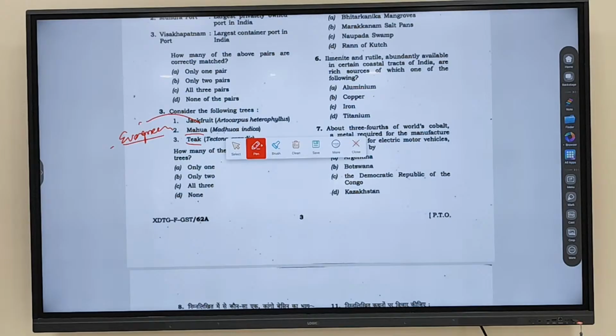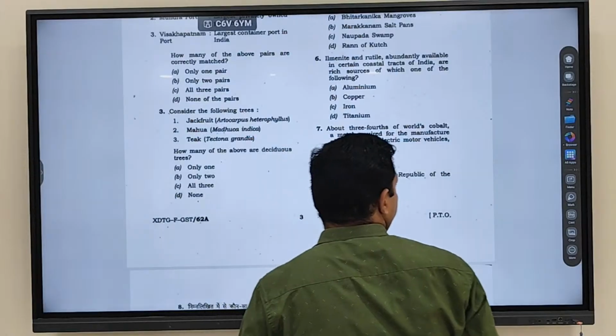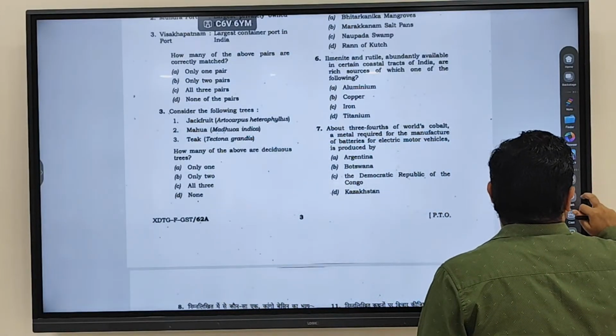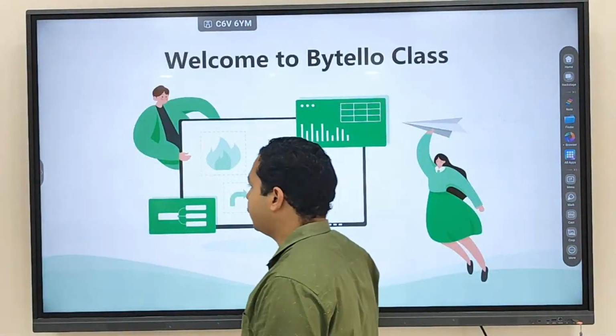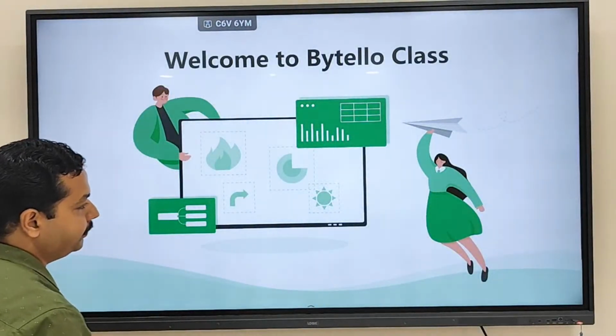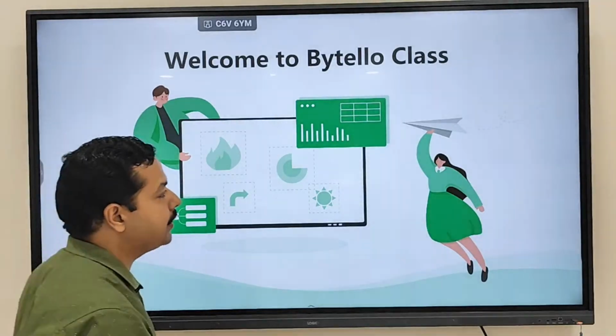Evergreen is... They'll shed their leaves. Fine. Now we are coming to the concept of the third type of climate, which is savanna or tropical grassland type of climate.